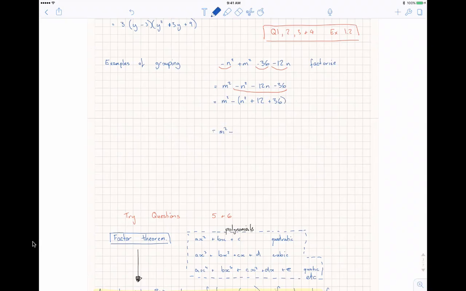so we notice that 6 times 6 gives me 36, and 6 plus 6 gives me 12, or we can notice that that's a perfect square either way. We get n plus 6 times n plus 6 when we factorize that quadratic.